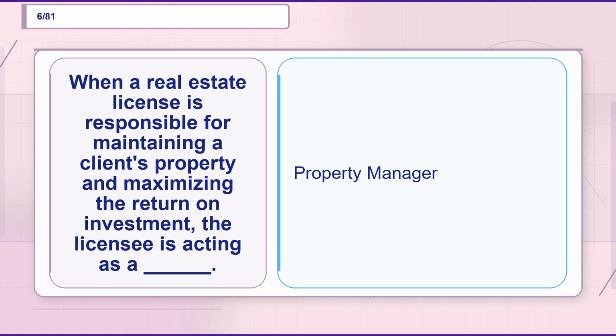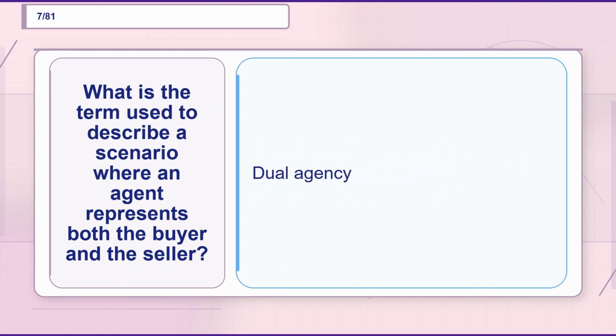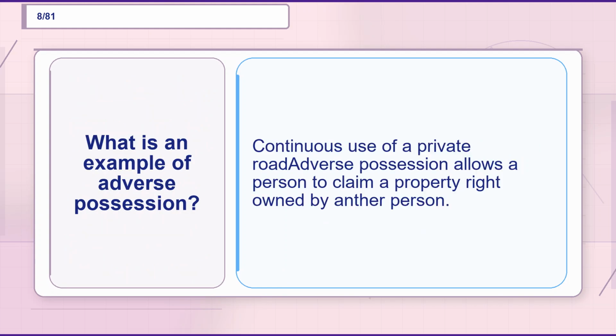Flashcard 6. Term. When a real estate licensee is responsible for maintaining a client's property and maximizing the return on investment, the licensee is acting as a blank. Definition. Property manager. Flashcard 7. Term. What is the term used to describe a scenario where an agent represents both the buyer and the seller? Definition. Dual agency.